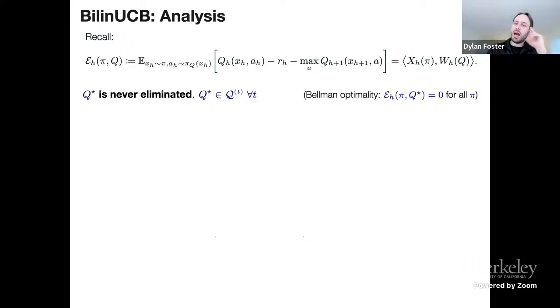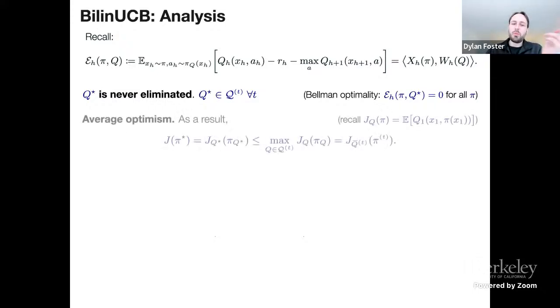Okay. And as a result of this property, we'll be able to show that Q bar is optimistic, although in a slightly different sense than what we've seen so far. So it's kind of optimistic on average. What I mean by this is that this quantity J Q bar T of pi T, which we said is what Q bar thinks its average reward is, this upper bounds the optimal reward.